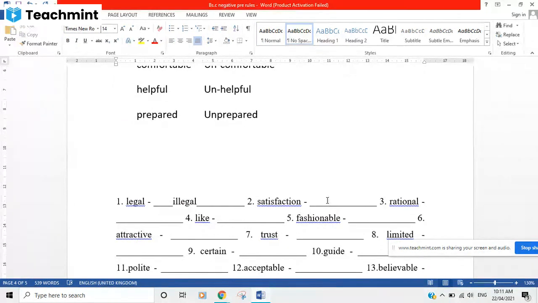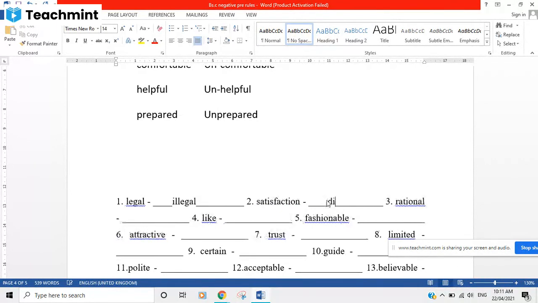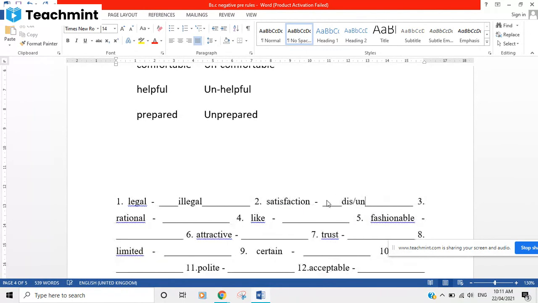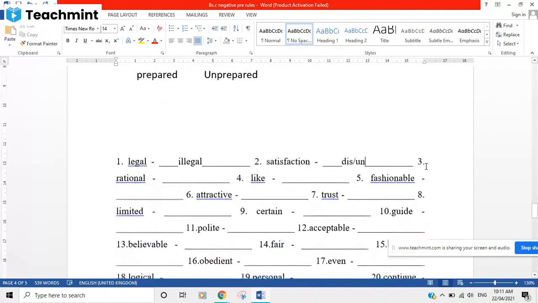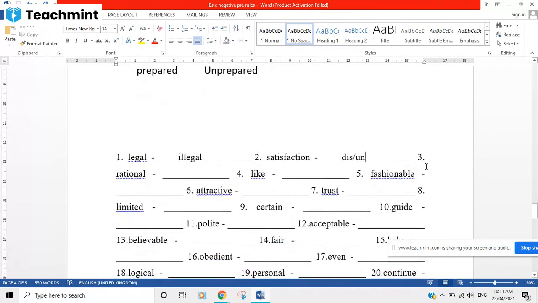Next, okay. Now lock. Yes, lock, unlock. Next, perfect. Perfect will become imperfect. Okay. Next, responsible.